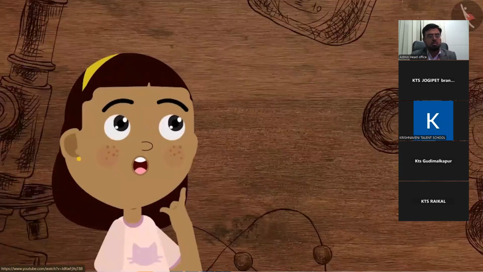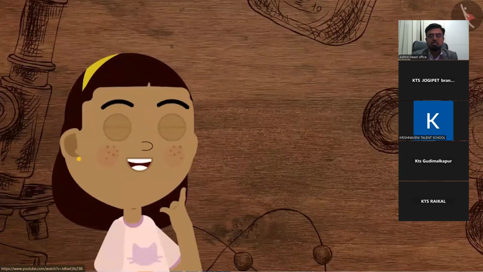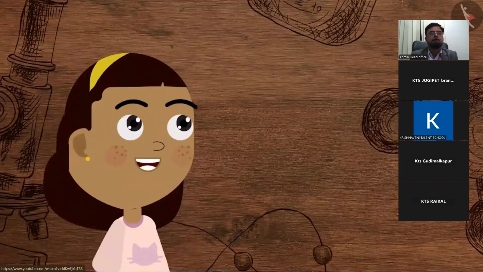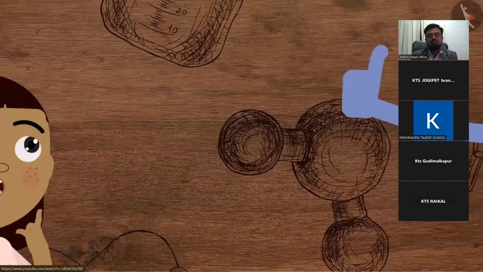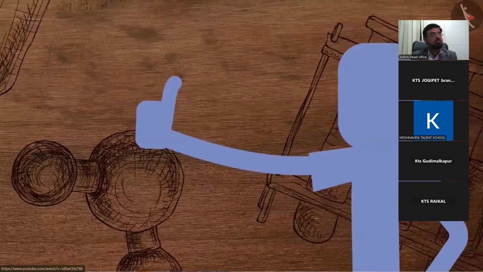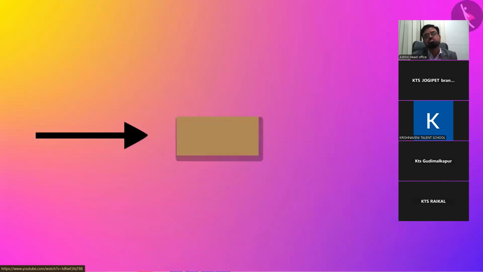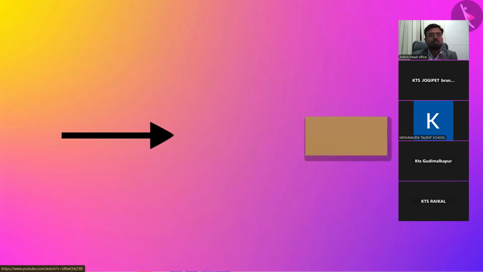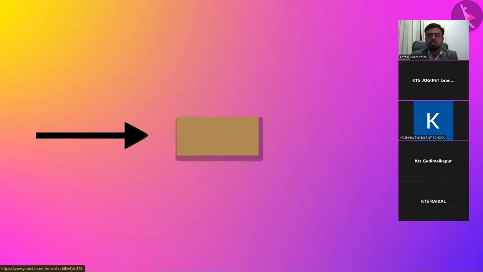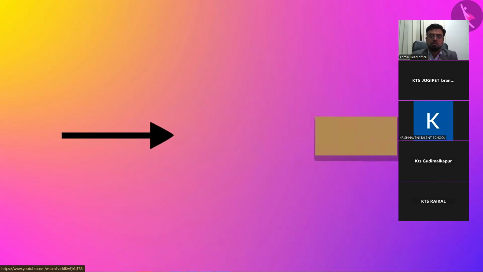Now, can you think of some situations from your daily life where work can be considered done according to science? Let us perform a simple activity and derive the mathematical formula for work done. In this activity, we will consider the force acting on the object is in the direction of displacement of the object.